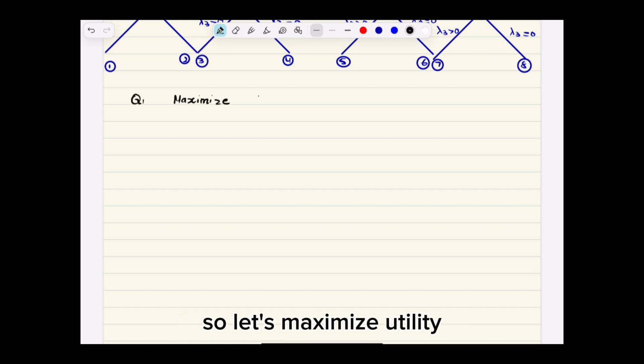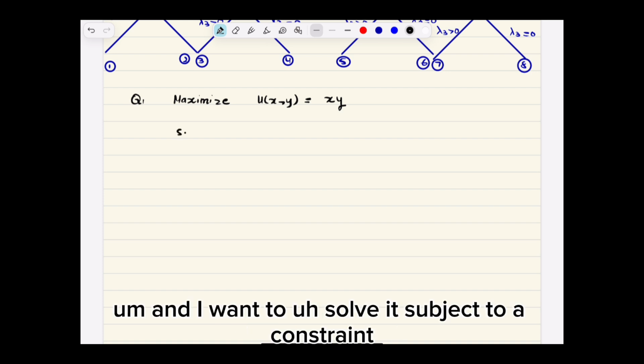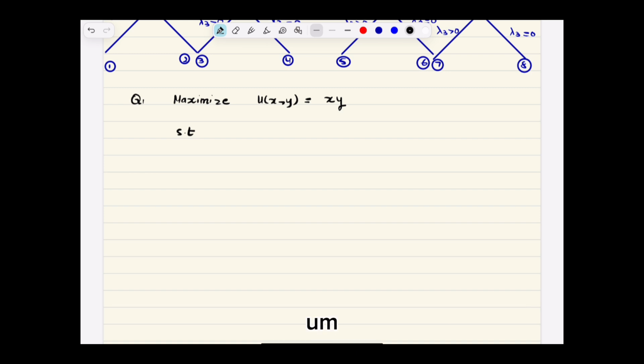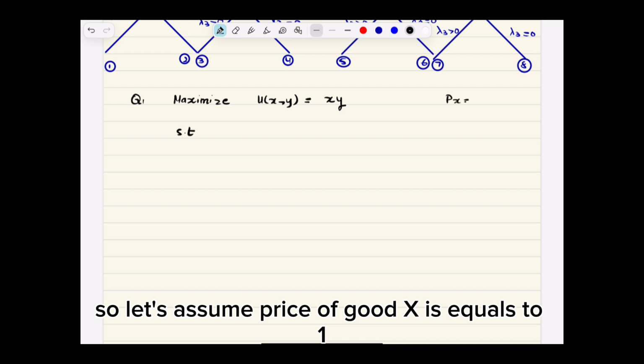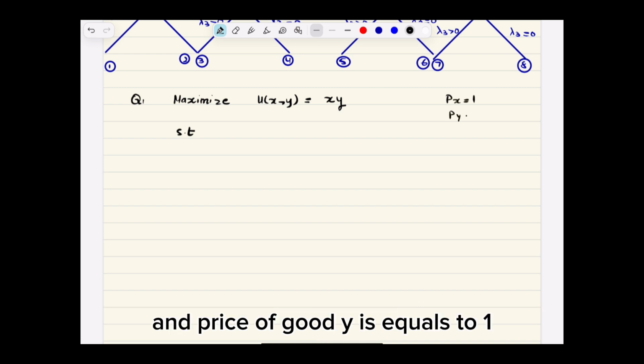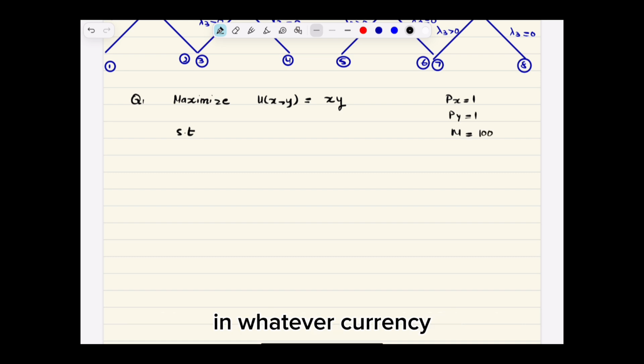So let's maximize utility, where we have a Cobb-Douglas utility function x times y, and I want to solve it subject to a constraint. Let's suppose that the price of x is 1 and the price of y is equal to 1. So let's assume price of good x is equal to 1 and price of good y is equal to 1, and income of this person is 100 units in whatever currency.